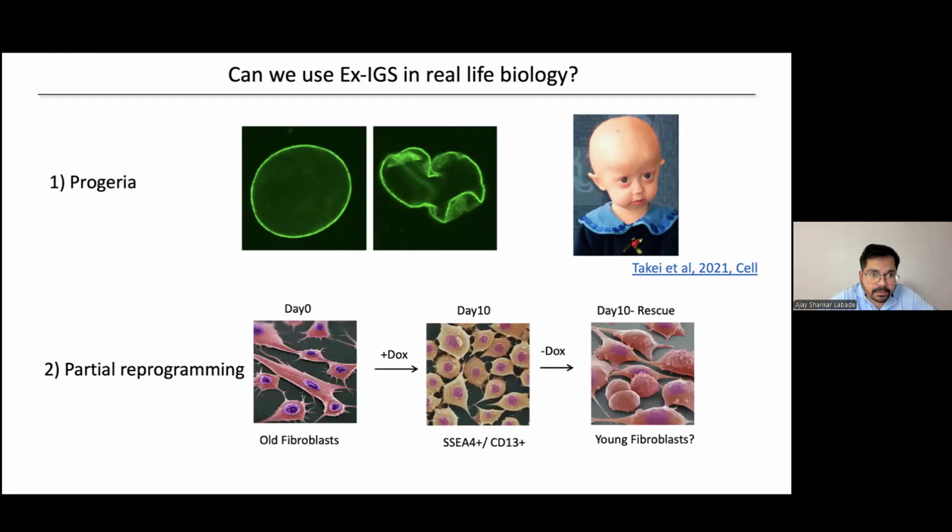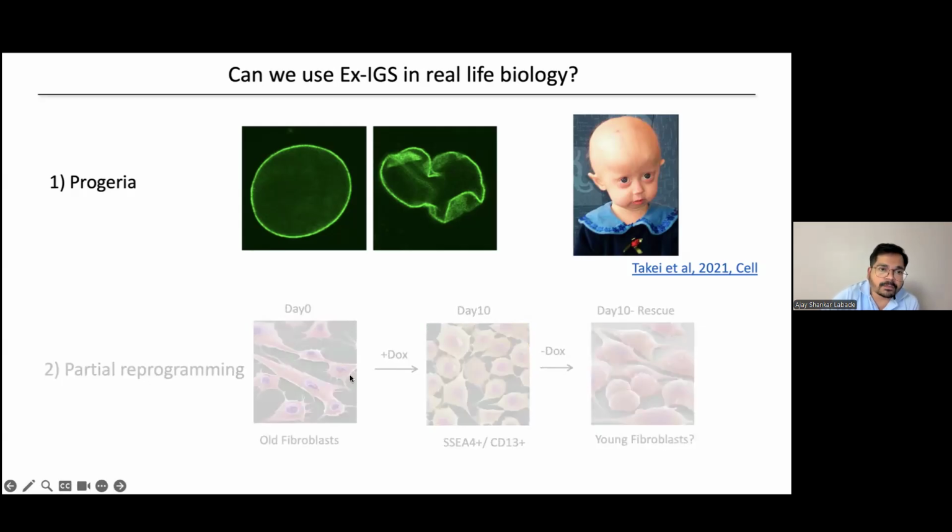We also have another model, which I'm not going to show today, which is partial reprogramming, where we wanted to change old cells to young cells by expressing OSKM in them, and then see if we can detect nanoscale changes in genome organization when we express these OSKM markers in these cells. But I'm not going to talk about this. Progeria is very simple, and you can literally look at these deformities at a very small scale.